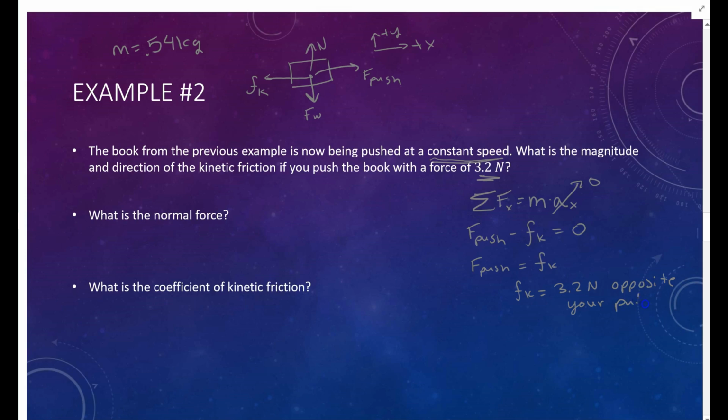Oops, helps if I can figure out how to spell the word push. Are there any issues, comments, questions, or concerns at this point about what is the value of the kinetic friction on the actual book?